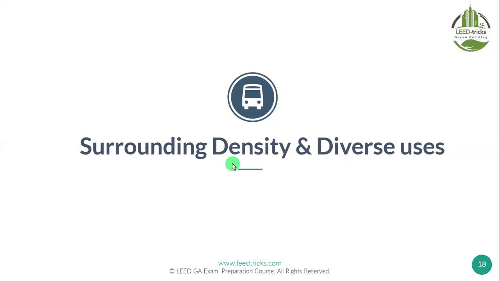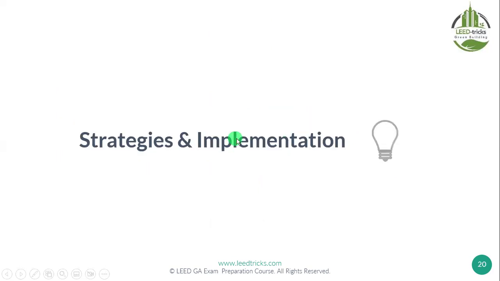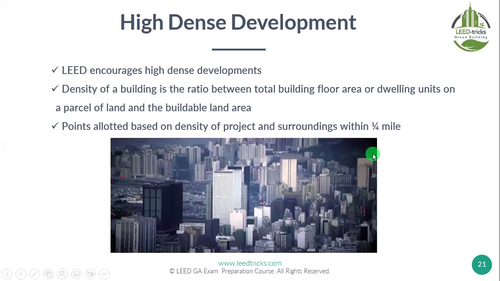Surrounding density, there is a calculation here. You need to calculate the development density. Diverse use, there are services. Diverse uses means services, like you need a grocery, a bank, and so on. So diverse uses means equal services. The intent is also to promote development in areas with existing development and walkability. All the intents are the same for the credits related to location and transportation. But the important thing here is the strategy.